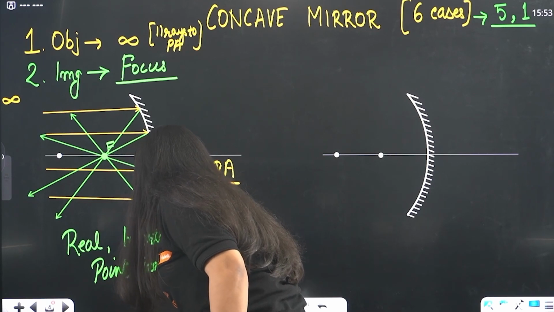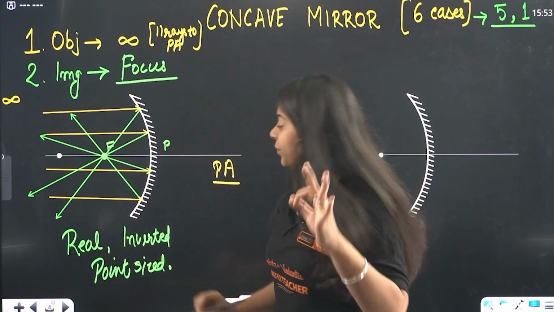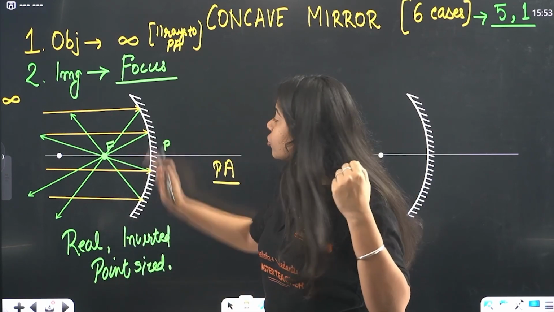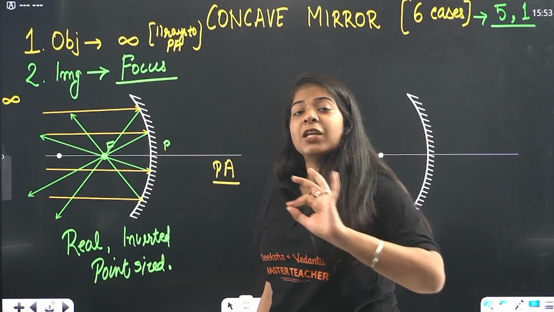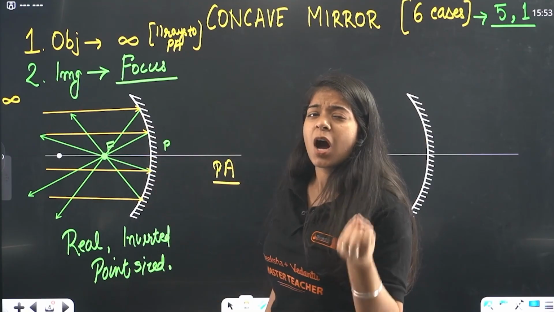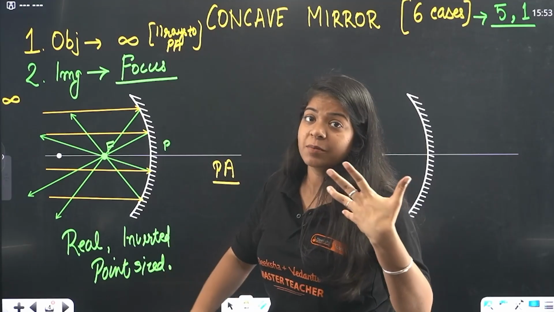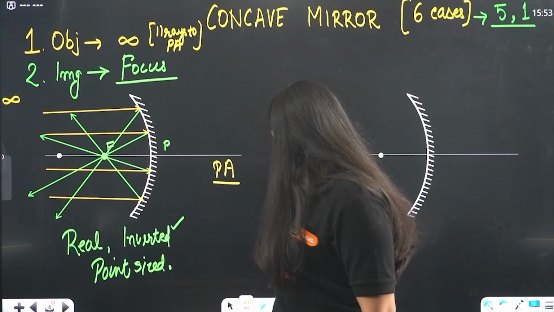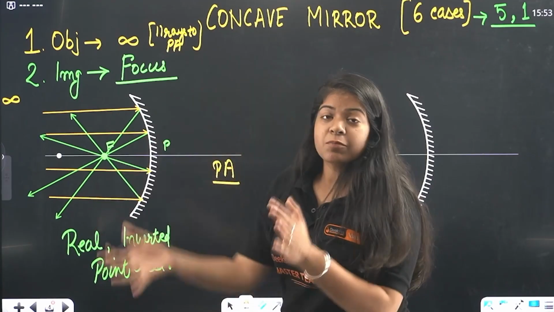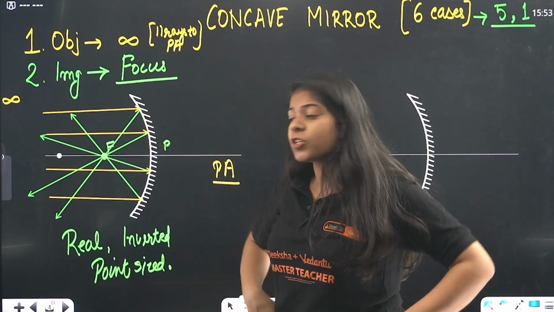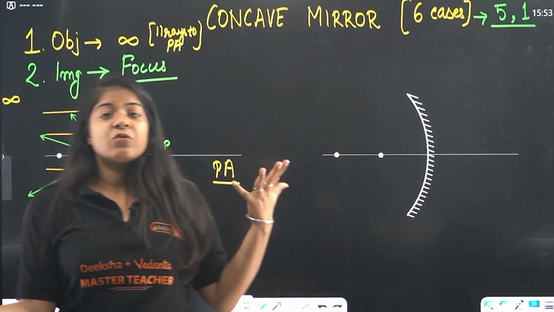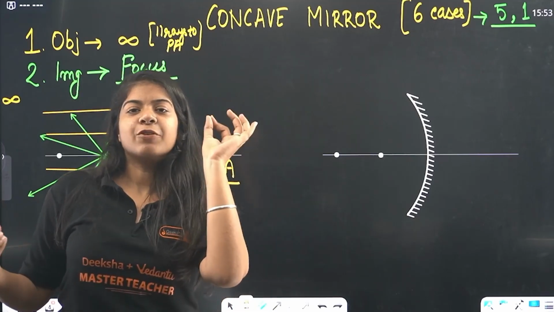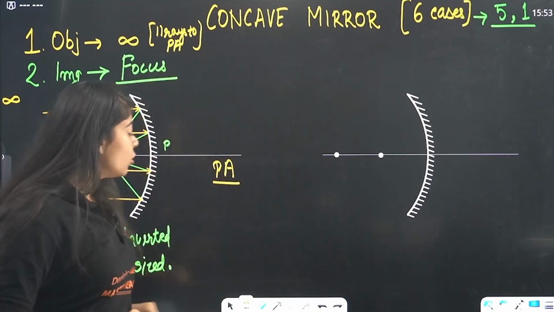So in the nature of image, we have to tell 3 things: real image or virtual image. Here real rays are meeting, so real image. Be with me, I'll tell you how there is a virtual image and how you can differentiate a virtual image and a real image. Then inverted or erect, that means reverse image or upright image. And its size. Here all the rays are meeting at focus, so the image will be point sized at focus. Understood?